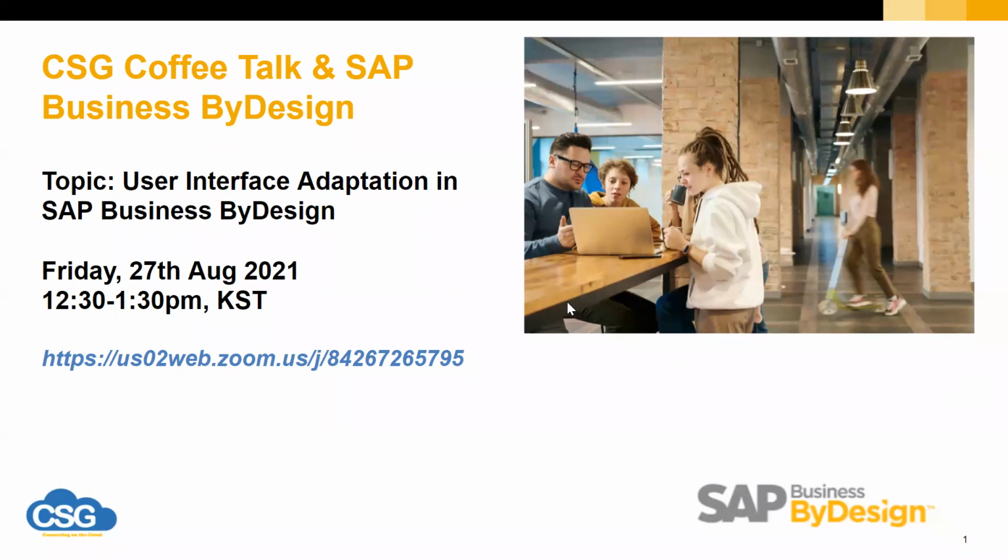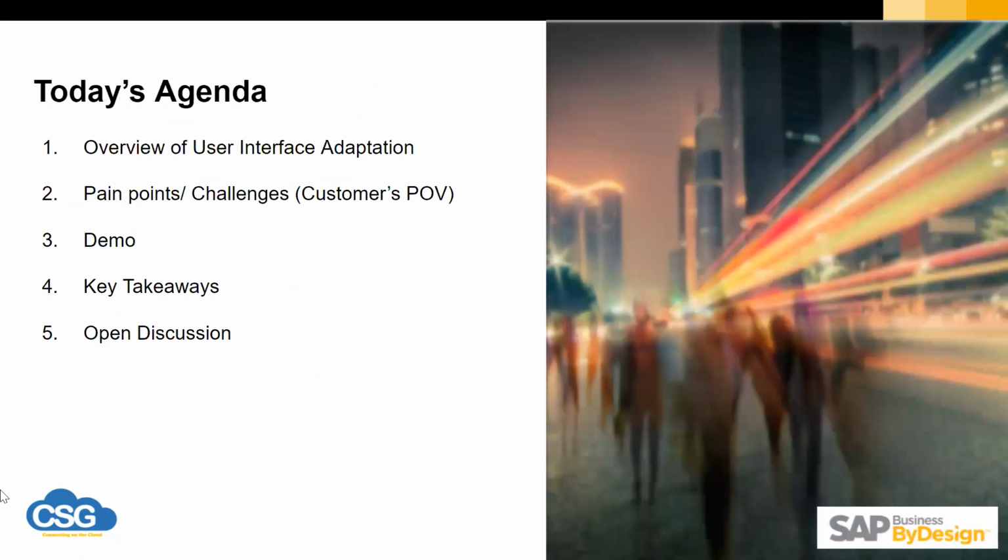So before I go ahead with the demo, I'll show you the agenda for today. First, we will have the overview of user interface adaptation, which also includes creating extension fields for your SAP Business by Design screen as per your business needs. Then we will talk about the pain points, the challenges from a customer's point of view. That will be followed by the demo and then the key takeaways, and then at last the open discussion we can have.